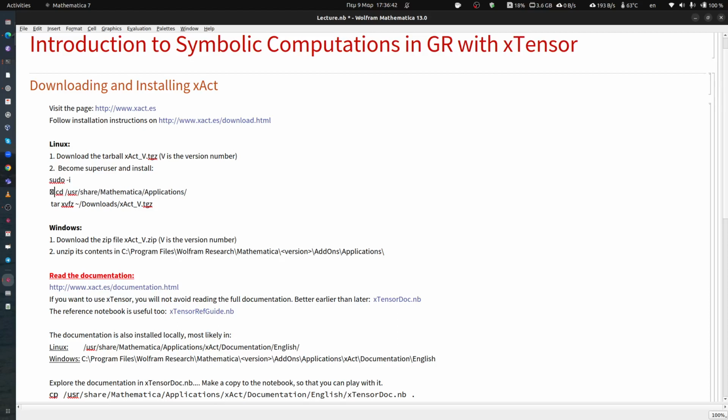This video is a very elementary introduction to the Mathematica package xTensor for doing symbolic computations in General Relativity. If you don't have it already, you have to go and visit the xAct page, download and install the software at the appropriate place in your system.